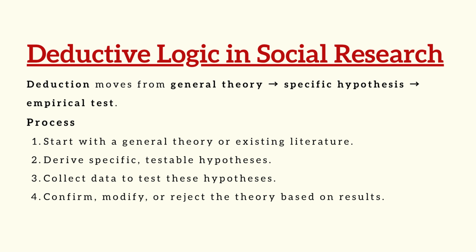Deductive logic is a top-down approach in research that begins with a general theory and moves towards specific testable hypotheses. In this approach, researchers start with an established theoretical framework or existing literature, from which they derive predictions that can be empirically tested. The data collected is then analyzed to confirm, refine, or reject the original theory. This method is particularly useful when strong theories already exist, and the goal is to test these theories through structured research designs, often quantitative in nature, such as surveys or experiments.